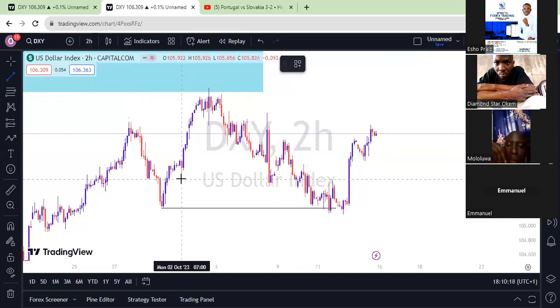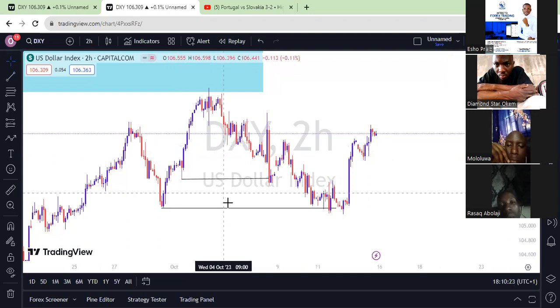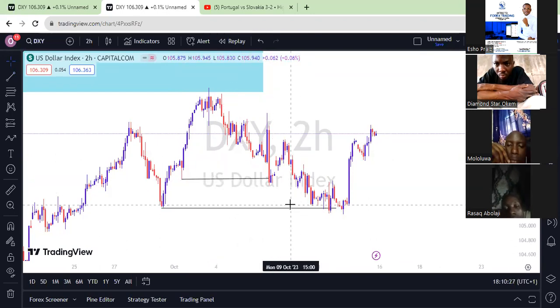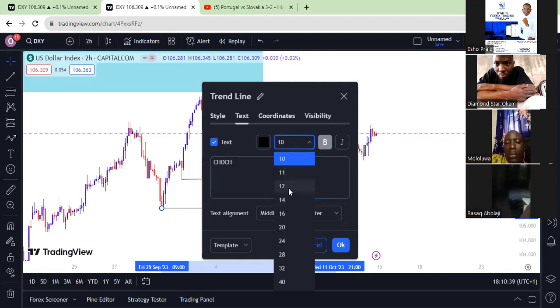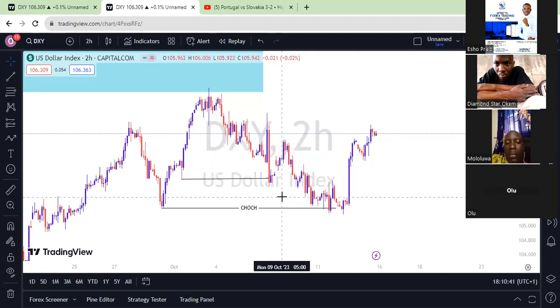Understand? I didn't choose this one. I was supposed to choose this one, but that's not bad. I chose this one as the change of character, which is very, very valid. So we have our change of character there.